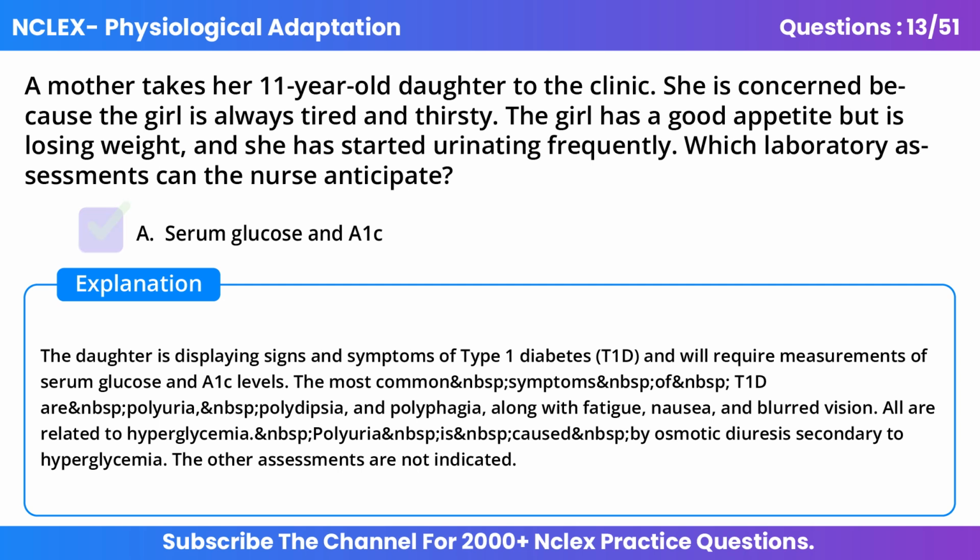All are related to hyperglycemia. Polyuria is caused by osmotic diuresis secondary to hyperglycemia. The other assessments are not indicated.